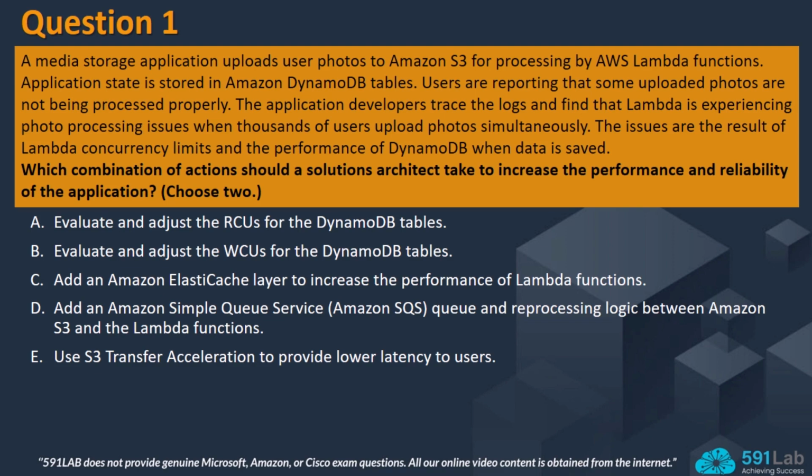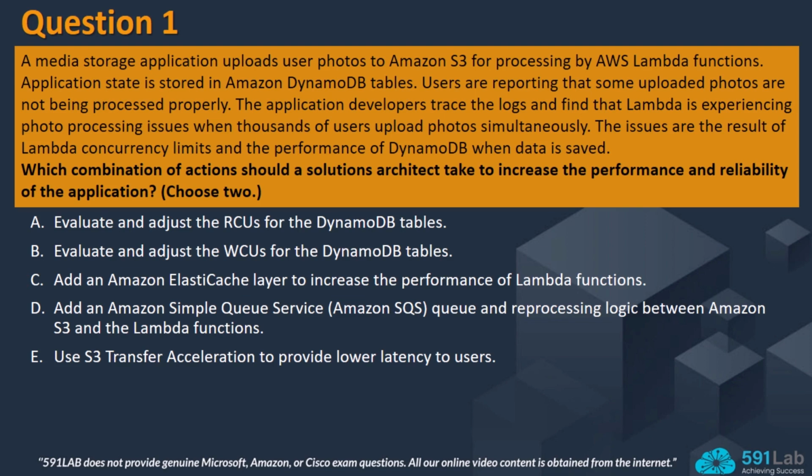Option C. Add an Amazon ElastiCache layer to increase the performance of Lambda functions. Amazon ElastiCache is an in-memory caching service that can improve the performance of applications by reducing the load on backend services. However, adding ElastiCache may not directly address the concurrency limits of Lambda functions or the performance issues with DynamoDB, so this one is also not the correct answer.